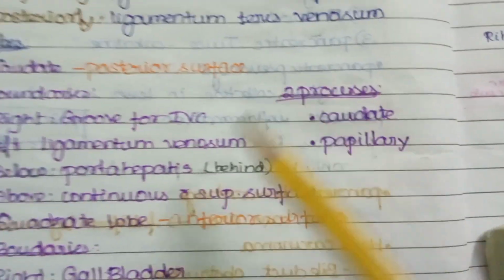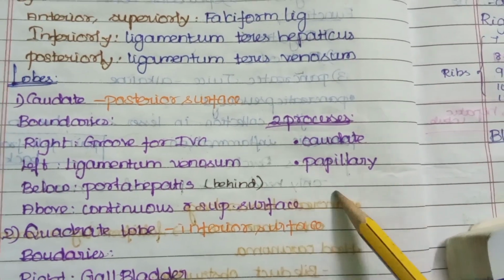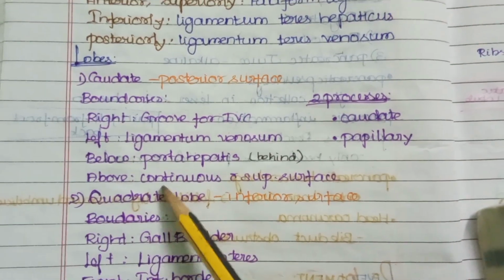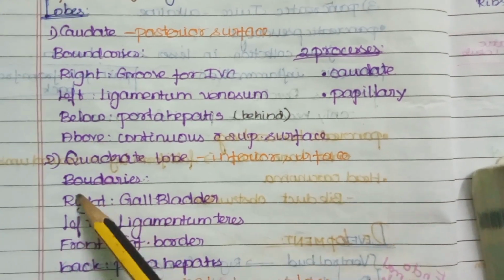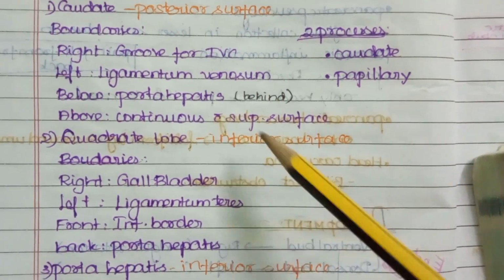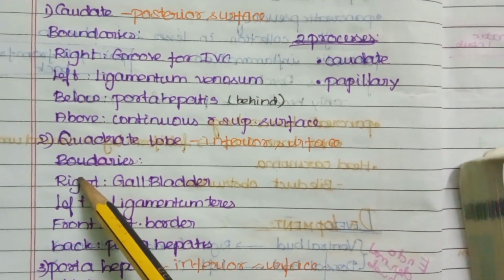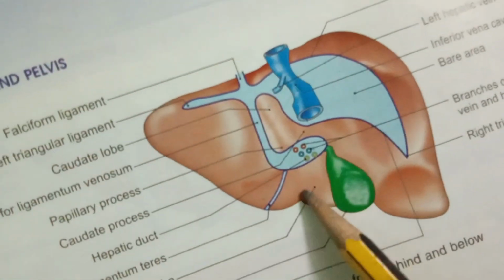That's all. And also our caudate lobe has two processes. What are they? Caudate process and papillary process. Next, quadrate lobe. It is located in the inferior surface. Now the boundaries. Right side by the gallbladder, left by the ligamentum teres, front by the inferior border, and back by the porta hepatis. See here, this is our quadrate lobe, right?